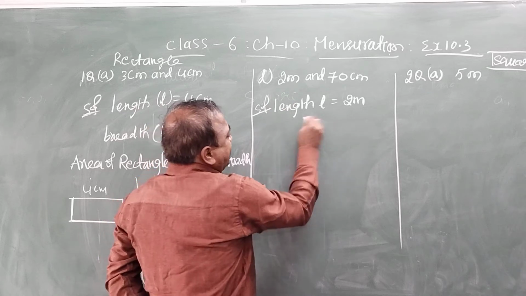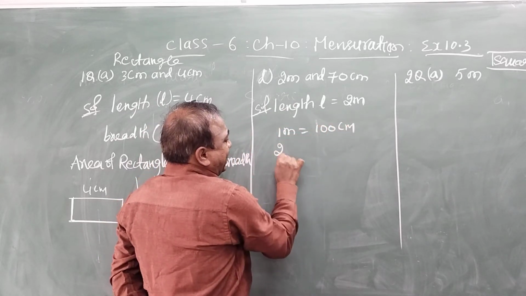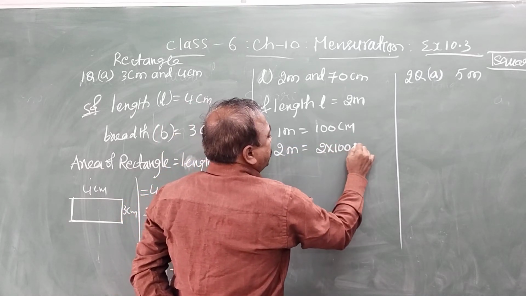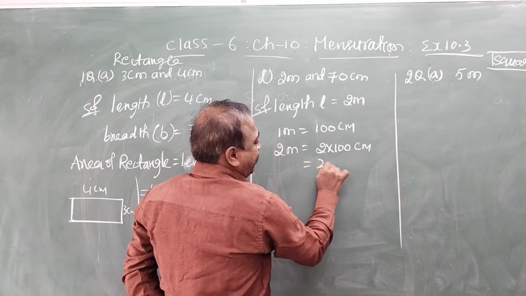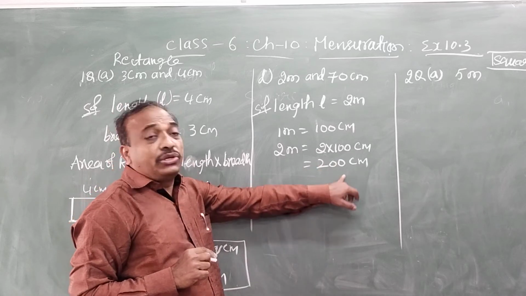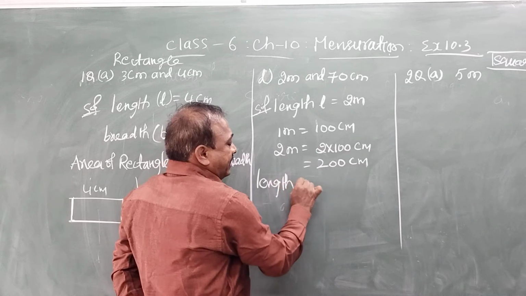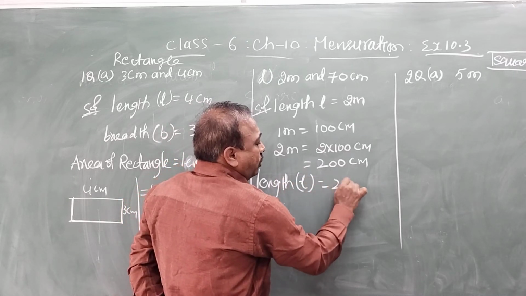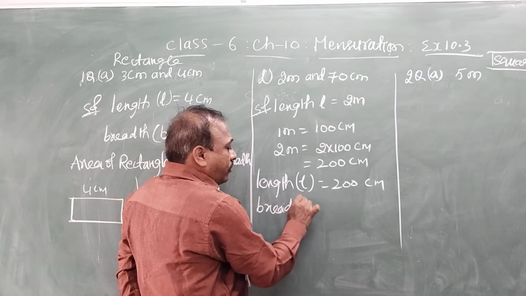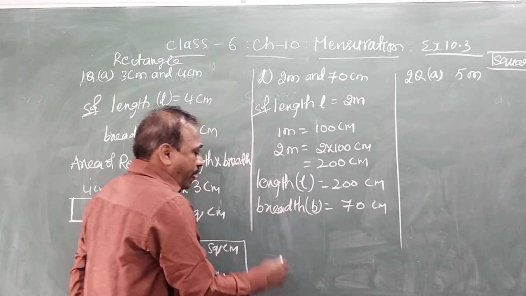As 1 meter is equal to 100 centimeters, 2 meters is equal to 2 into 100 centimeters, which is 200 centimeters. So now length is how much? 200 centimeters. So length L is equal to 200 centimeters. Breadth, we already have in the same units, that is 70 centimeters.